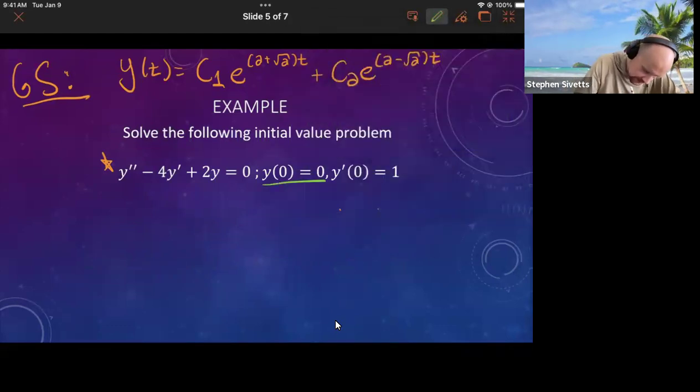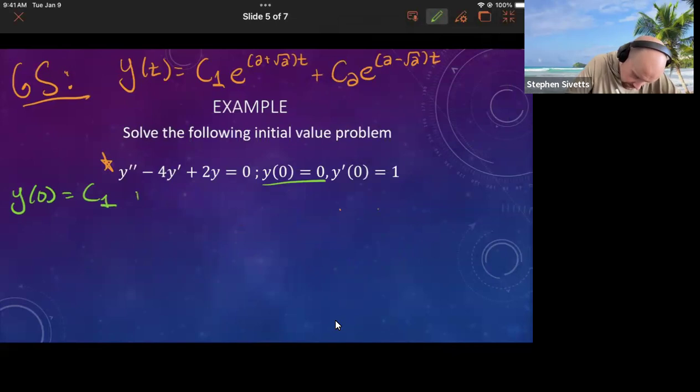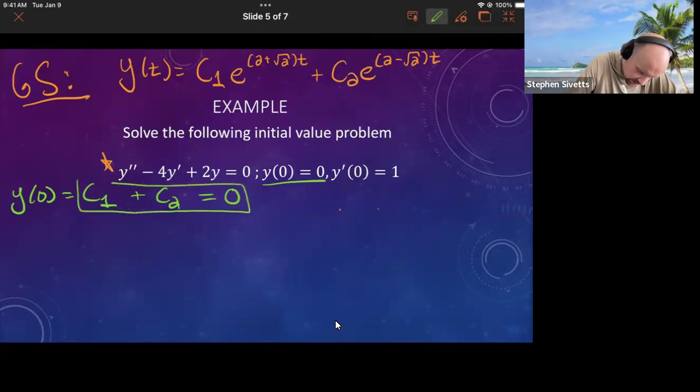Okay. So when t is 0, we'll have that y of 0 is equal to C1 plus C2, and that has to equal 0. So this is our first equation.